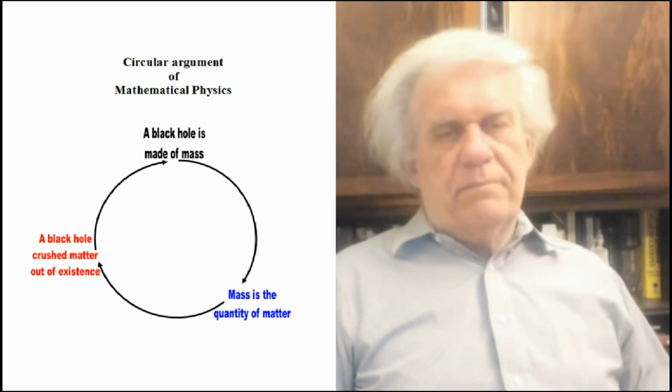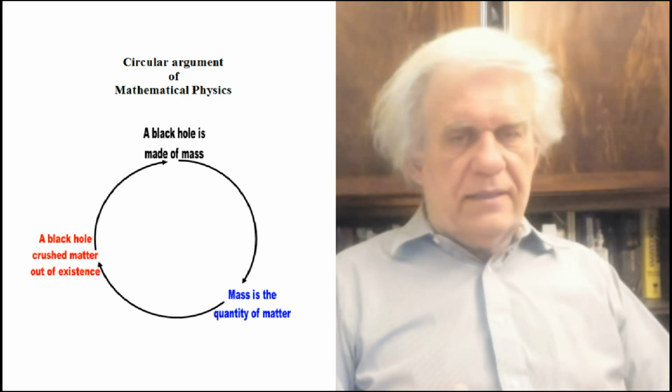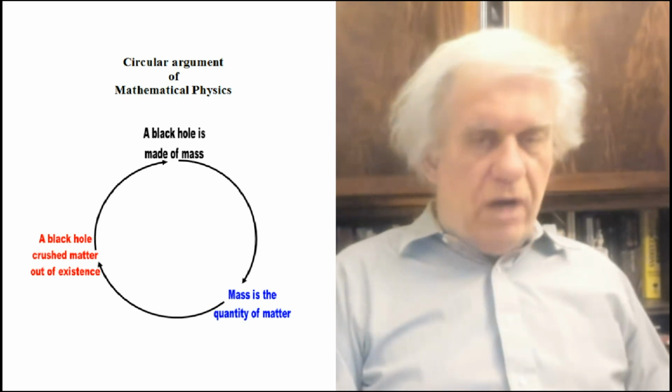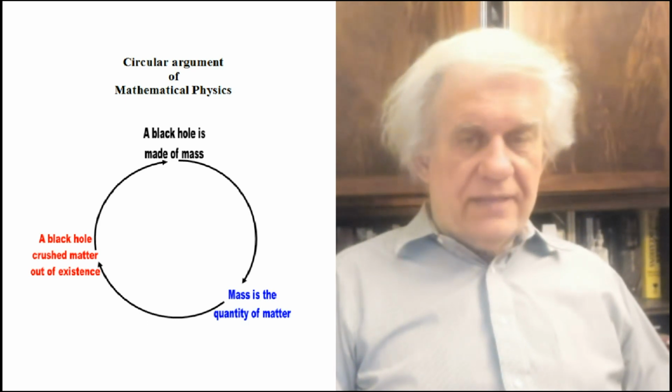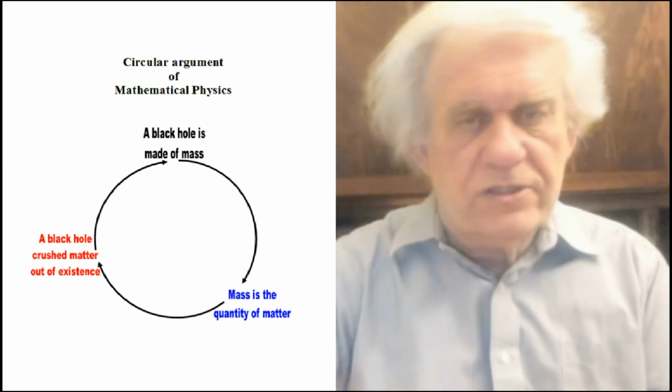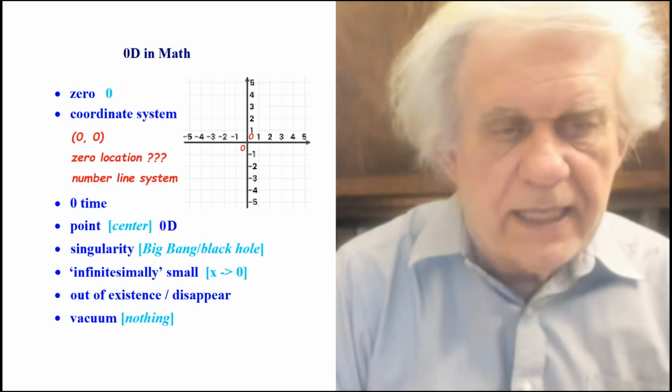So we have a contradiction, because if mass is the quantity of matter, that's how they define it in this context, and we crushed all matter out of existence, how do we still have mass? That's the issue. They have a contradiction. They have a circular argument. These are things you've got to keep in mind.